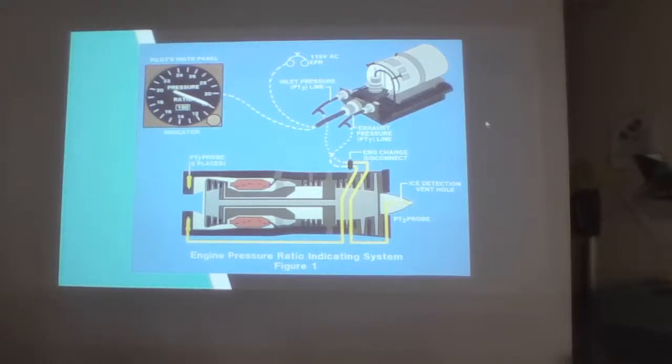So just as an example, in this diagram, we would have your ice detection and vent holes on your forward nose cone here. And in this area with your inlet, you would have your PT2 probe measuring your inlet air pressure and temperature. And then all the way back here, you have a PT7 probe measuring your exhaust pressure and temperature.